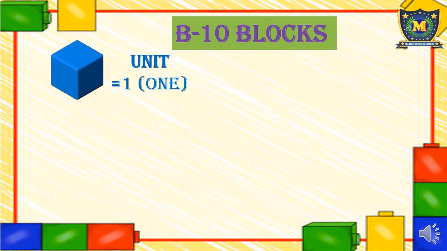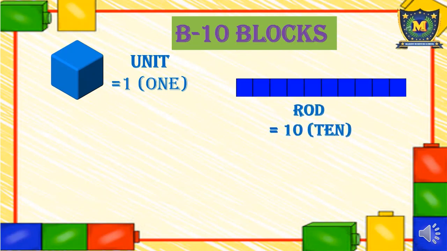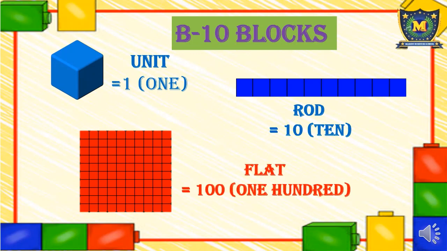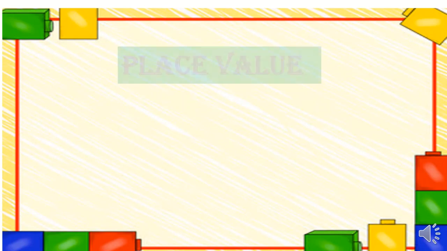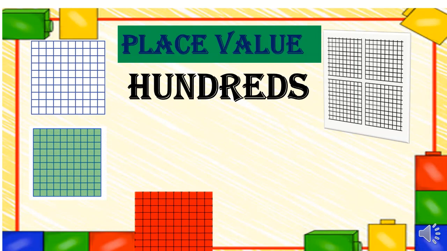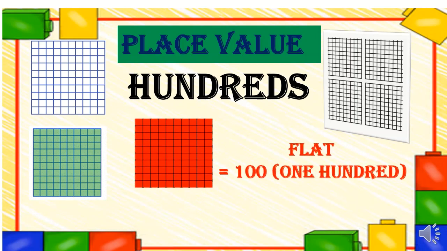We already met the unit, in which 1 unit is equal to 1. And we also met the rod, in which 1 rod is equal to 10. Now for this lesson, we will meet this flat. This is what a flat looks like. And 1 flat is equal to 100. Again, 1 flat is equal to 100. Now let's start the lesson. Place value. So we are now on the hundreds place. And remember that 1 flat is equal to 100.